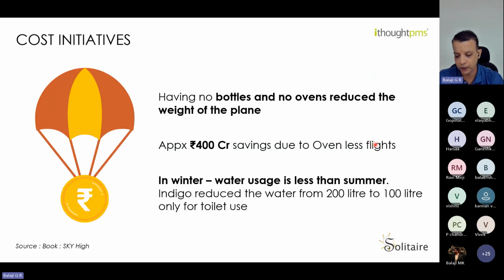Now, what are the other cost initiatives Indigo has taken? A pretty unique perspective is that they went about having no bottles and no oven to reduce the weight of the plane.